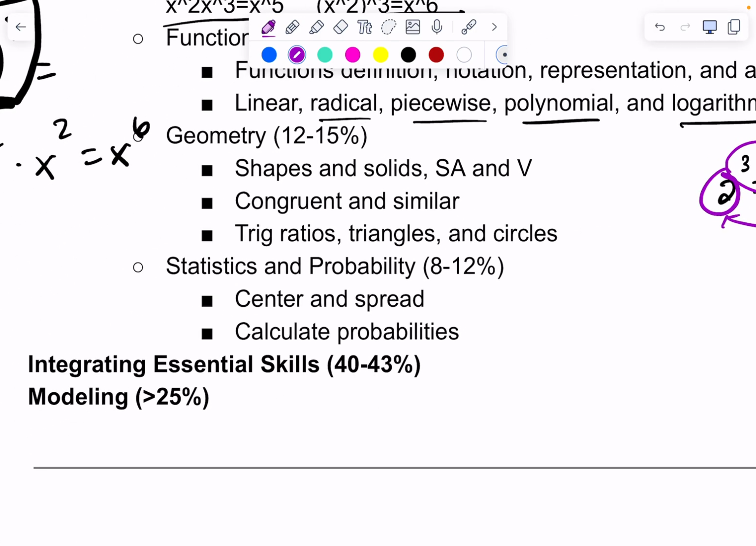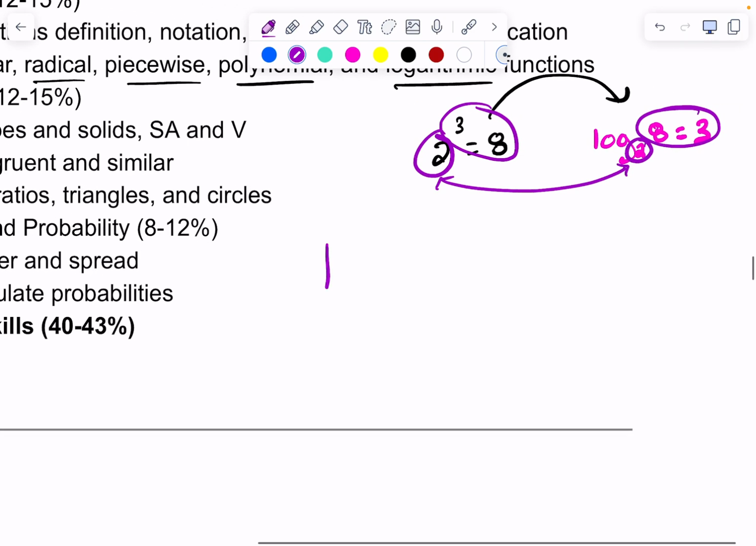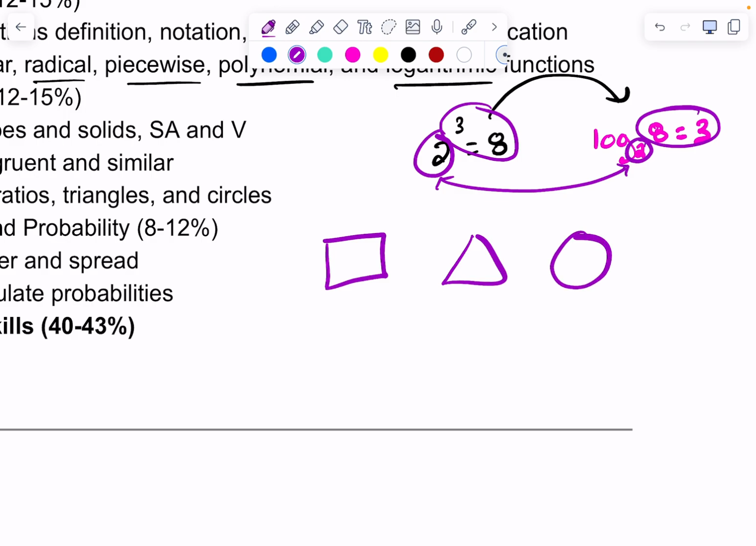Geometry, shapes and solids, surface area versus volume. Most of the time, if it's a really intricate volume or surface area, like my geometry kids you're doing right now, they will a lot of times give you the surface area and volume equations. They don't expect you to memorize those. The ones that they do expect you to memorize are the area of a rectangle, the area of a triangle, the area of a circle, and maybe that's it.